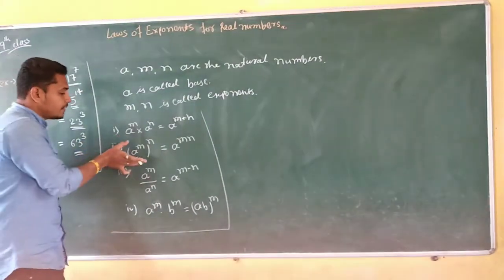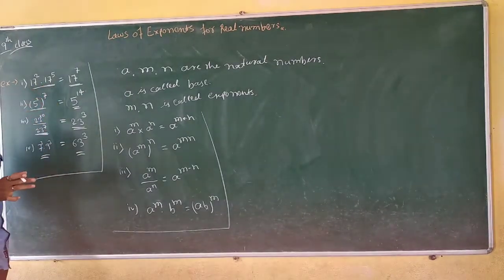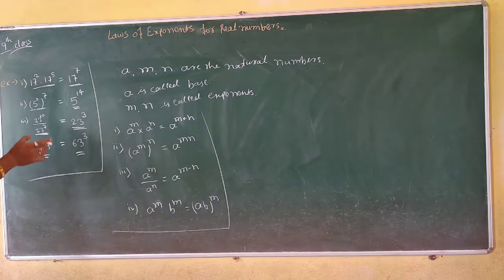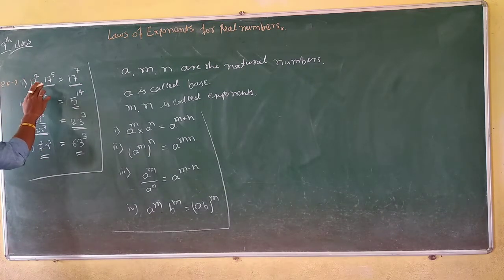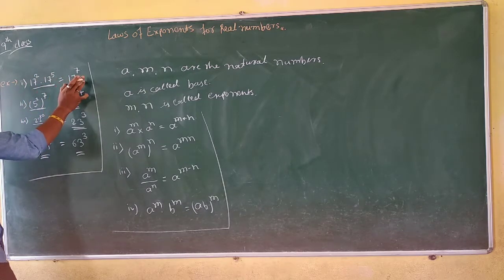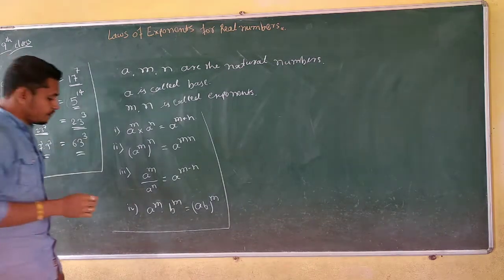By using these identities, like these examples, we can solve very easily. Okay, see here, 17 square into 17 raised to 5 is equal to 17 raised to 7. It is very easy to solve. Is it right?